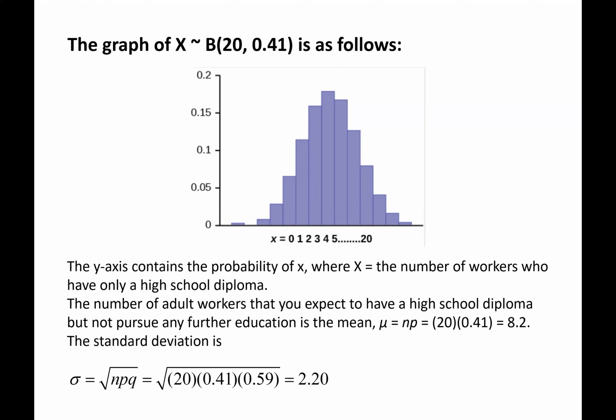To find the standard deviation, you multiply the number of trials times the probability of a success times the probability of a failure, and you take the square root. So the standard deviation for this particular binomial probability distribution with 20 trials and the probability of a success being 0.41 is 2.20.